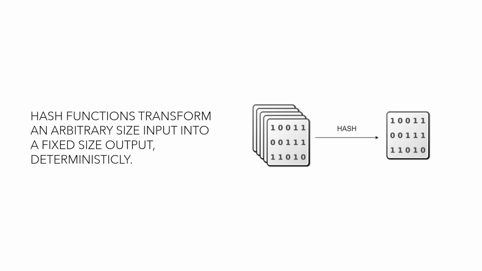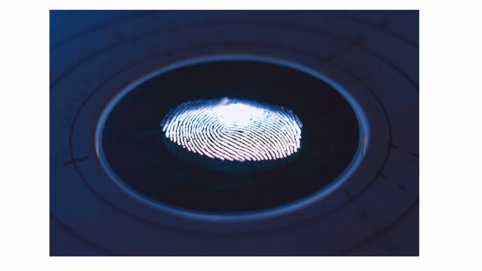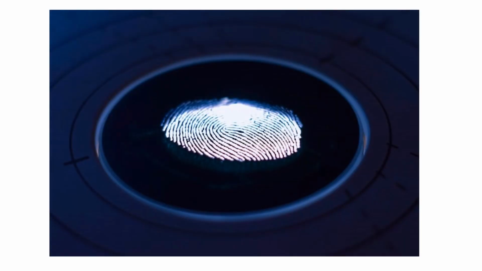One of the properties of hash functions is that they are deterministic. That is, the same input will always generate the same output. Different inputs can generate the same output or different outputs. In general, we want different inputs to generate different outputs. As the hash function is deterministic, it generates a kind of fingerprint of the input file.